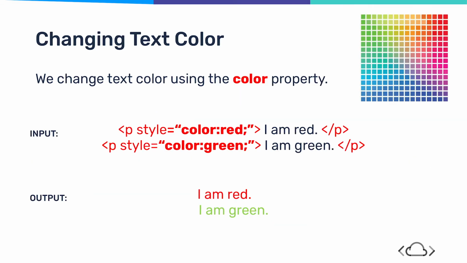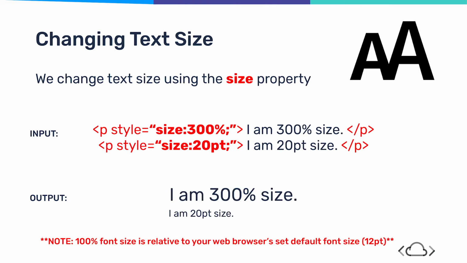Changing text color is fairly simple. In order to do this, we use the color property. Notice example input with the red text in bold. Style should equal to color red for the sentence I am red. Same goes for color green for I am green. If we type this code in our web browser, it should display both sentences in their respective colors.